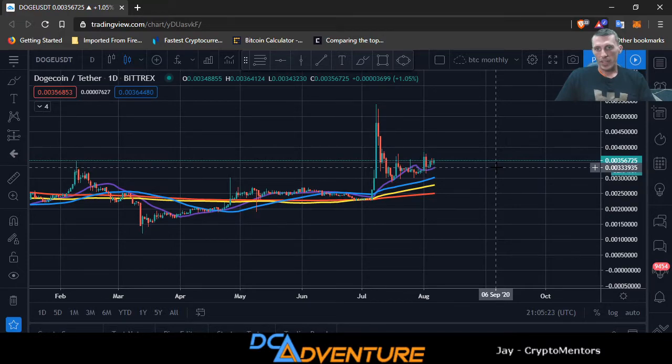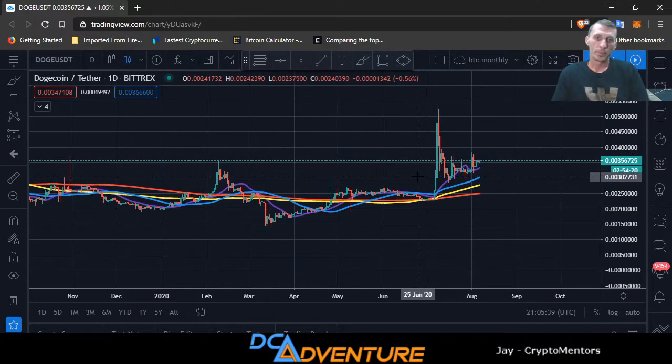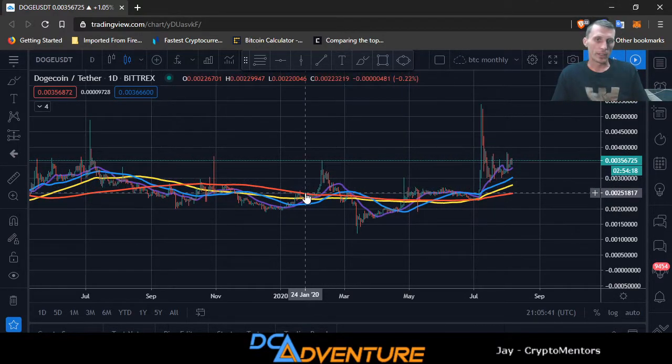Buy some Doge down there at 0.0033, not financial advice. And if it does drop there, I don't see it dropping too much lower than the 50. But you got this 100-day moving average right at a very critical support area. We all know, look left on your chart.